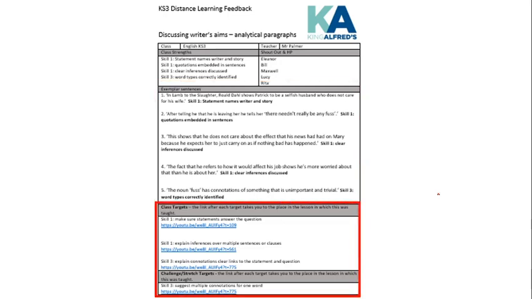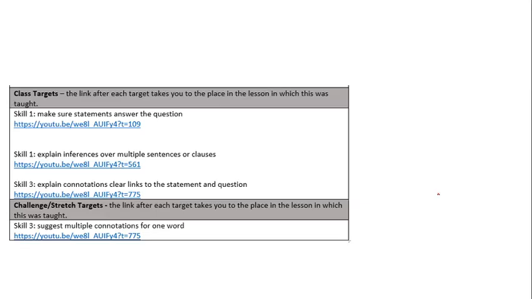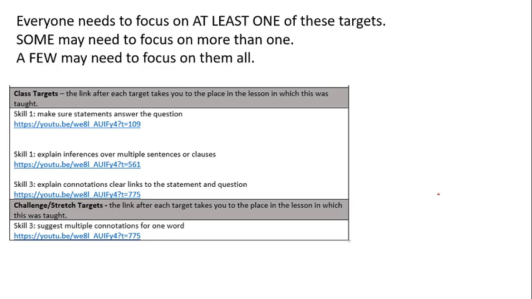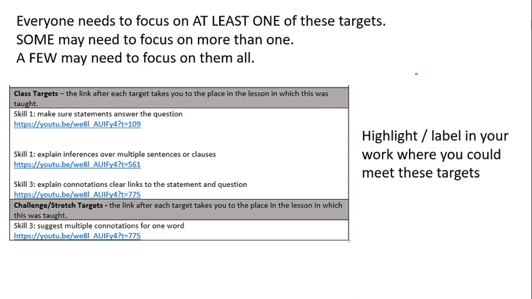So we're looking at these boxes at the bottom now. Everyone needs to focus on at least one of these targets. There's nothing that everybody in your class did. Remember, there's a challenge stretch target down there as well that maybe lots of people wouldn't have done. So if you haven't done it, you need to do it in your final paragraph today. If you have done it, great. If you haven't, you need to do it. A few of you might need to focus on all of them, but don't just assume. If you think you've done it, make sure you know where you've done it. So I just want you to highlight and label where you could meet these targets if you haven't already. Pause there, please.